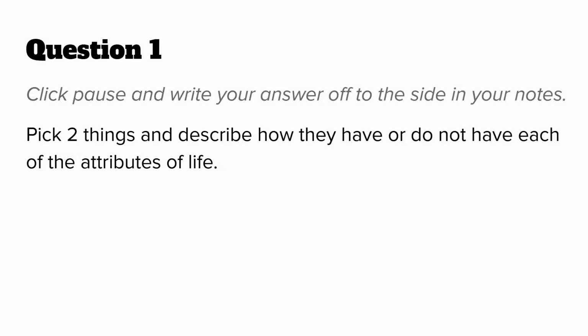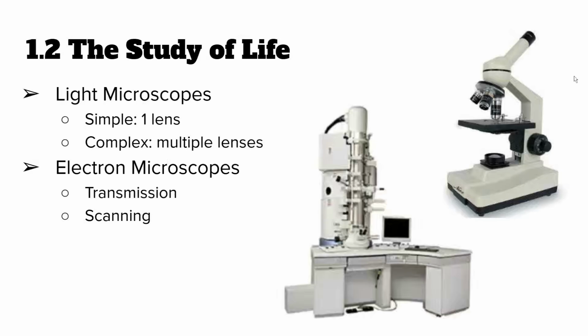So our question is for you to pick two things and describe how they have or do not have each of those attributes of life. I would just make a quick little table or chart next to it, maybe in the margins of your paper, and write what the object is or the thing is at the top of the chart and then put check marks and X's for they do or do not have each of those things.